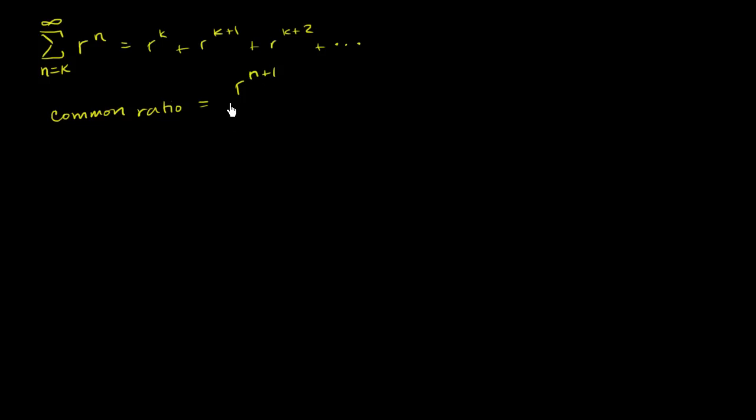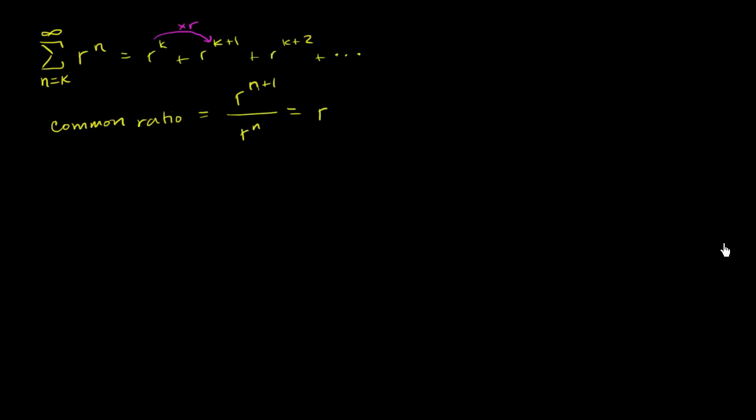So r to the n plus 1 over r to the n, well, this is just going to be equal to r. Anything to the n plus 1 over that same thing to the n, that's just going to be equal to r, or r to the first power. And you see that here. When you go from one term to another, you are just multiplying by r. And this is all review. If it's not review, I encourage you to watch the videos on geometric series.